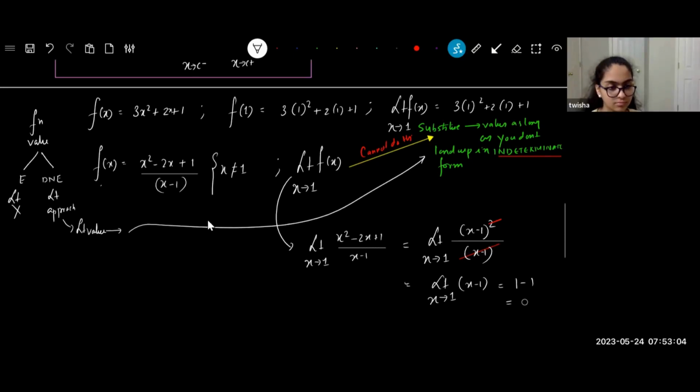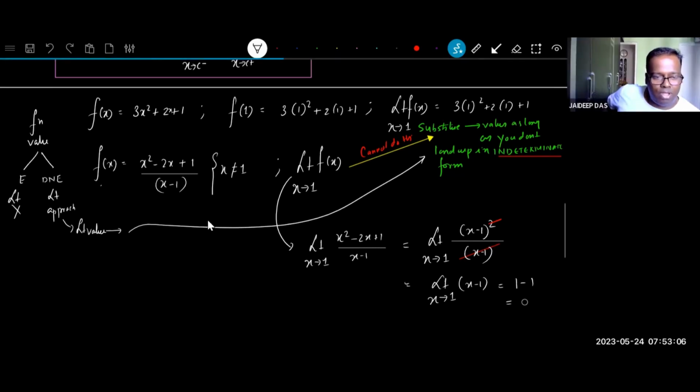So in limits, we are allowed to substitute the value as long as we don't land up in an indeterminate. Why did you take the limiting route? You took it because you don't remember the label price, you don't know the function value. So in order to have a secondary approach to the function value, you take a limiting value approach. And in that approach, you may hit this hurdle again, that you land up in an indeterminate.